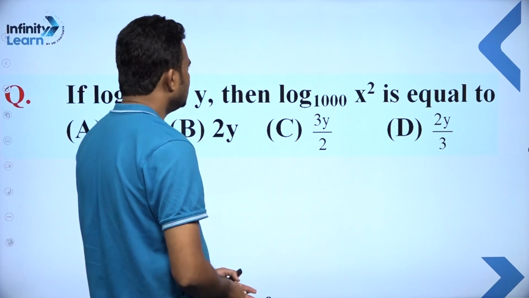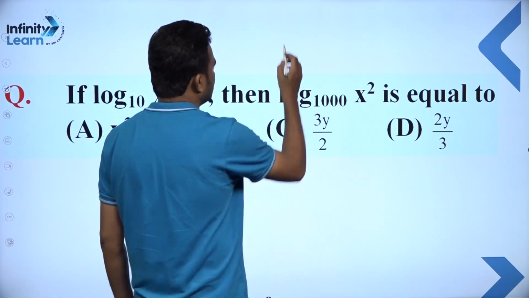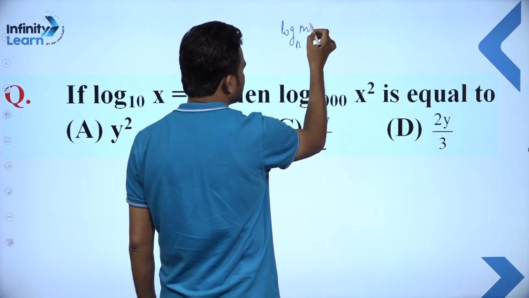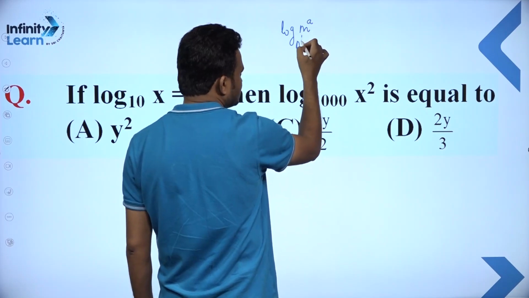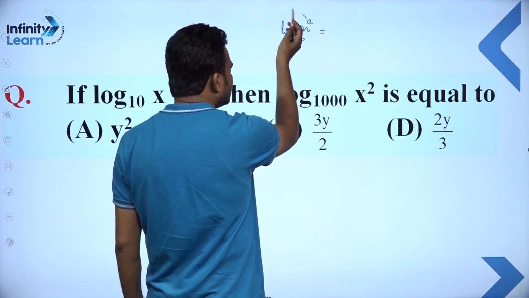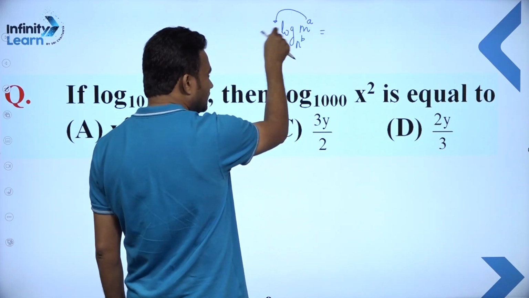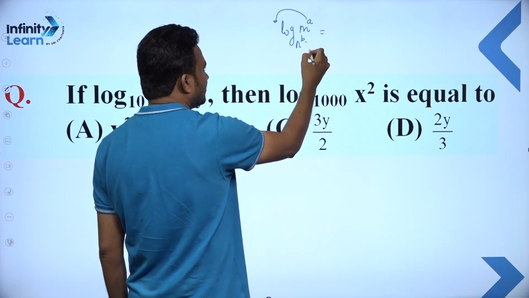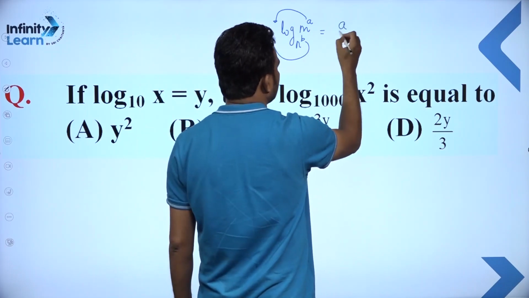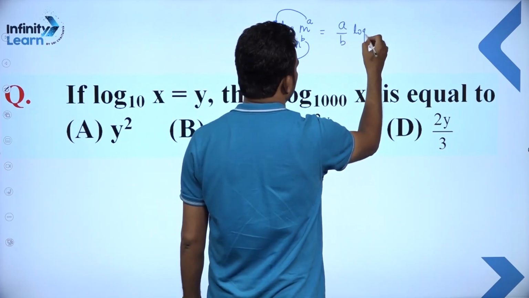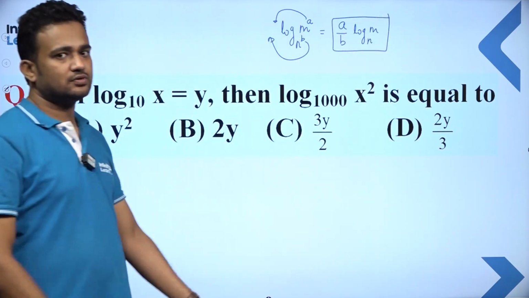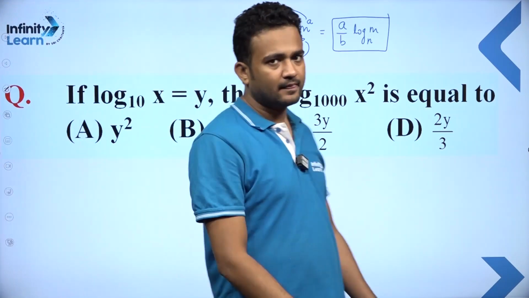In order to solve this question, we can use this property, right? Suppose we have log m base n, and the exponent of m is a and the exponent of this base is b. We can move this exponent in the numerator part of the coefficient, and we can move this exponent in the denominator part of the coefficient. So we'll get a by b log m base n, right? So you can use this property to solve this question. Also, this is quite an important property.